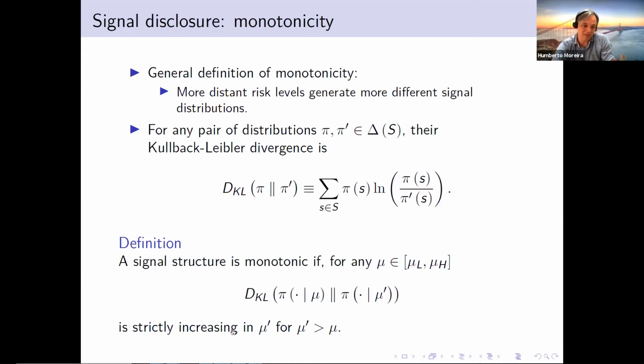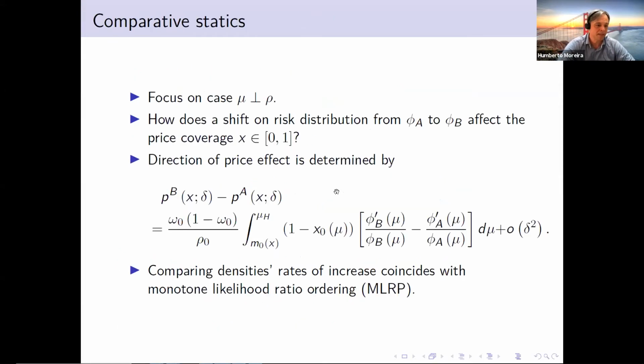And the monotonicity condition here is to say that if you take risk mu and mu prime, if mu prime is greater than mu, it means this divergence measure is going to be increasing. It's going to be more informative as you go up in terms of the risk level, right? As you go up in terms of the risk coverage, another way to see that. So this is a generalization of the monotonicity condition of the binary case, and the results generalize to this very general structure of signal, right?